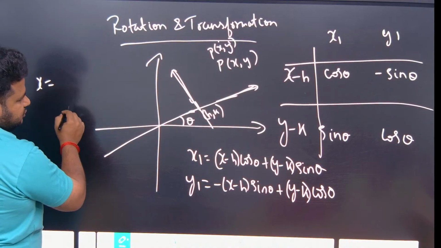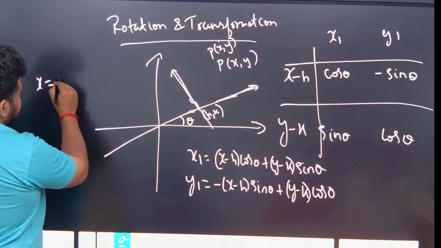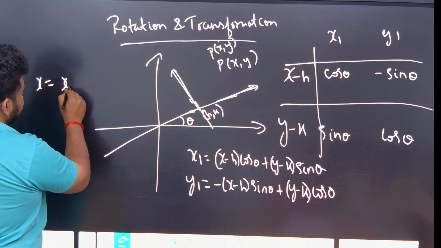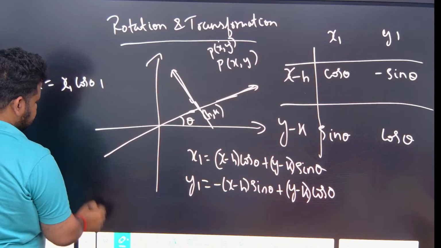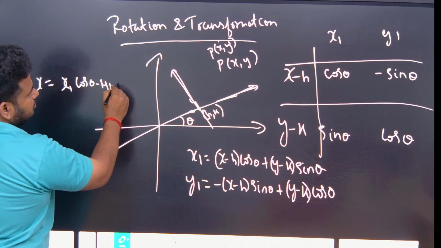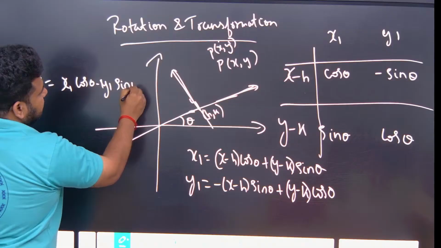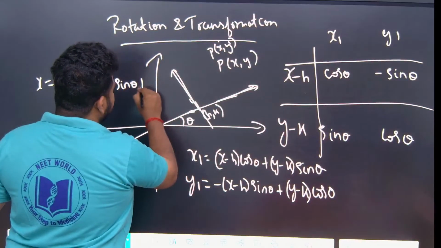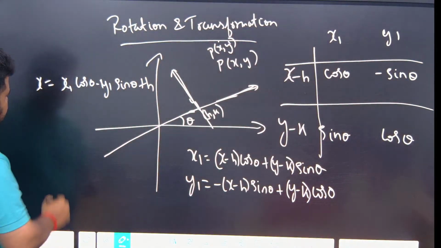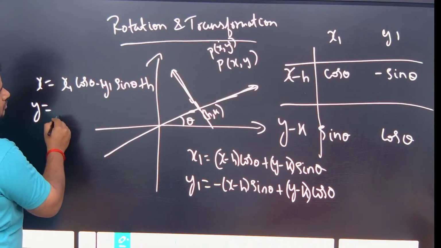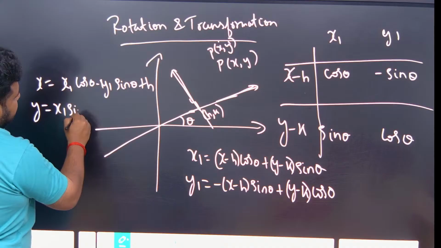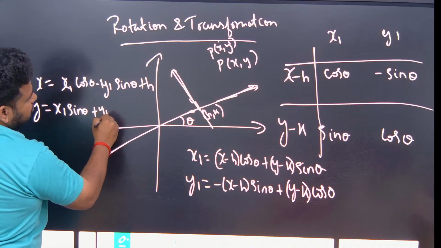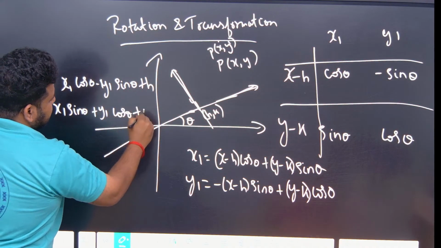It should be x dash, right? Okay, x1 or x dash, whatever, that doesn't matter. x1 into cos theta, instead of plus it should be minus, minus y1 into sin theta. This h, if I send it that side, it will become plus h, that's all. Now what about y? y is equal to x1 into sin theta plus y1 into cos theta plus k, that's all.